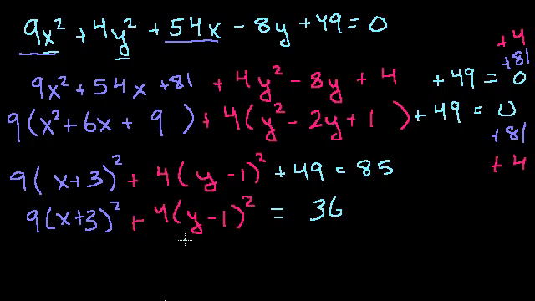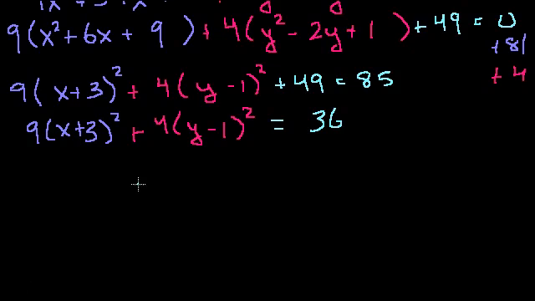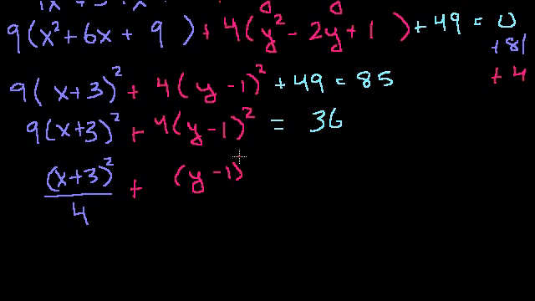36. And now we're getting close. We're getting close to a standard form of something. But remember, all the standard forms we did, except for the circle, we had a 1. And we know this isn't a circle because we have these weird coefficients. Well, not weird, but different coefficients in front of these terms. So to get the 1 on the right-hand side, let's divide everything by 36. This term becomes x plus 3 squared over, see, 9 over 36 is the same thing as 1 over 4. And then you have plus y minus 1 squared. 4 over 36 is the same thing as 1 over 9. And all of that is equal to 1.